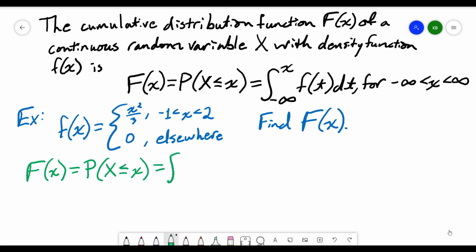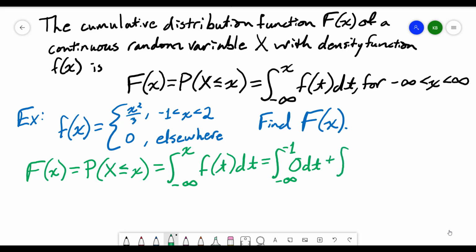It's going to equal the integral from -∞ to x for our f of t dt. All right, we need to take an integral from -∞ to x. This is going to be the integral, since we have different pieces, everything from -∞ to -1, our function's value is 0. So we'll take an integral of 0 dt. Then we'll add to that an integral from -1 to x of t squared over 3 dt.